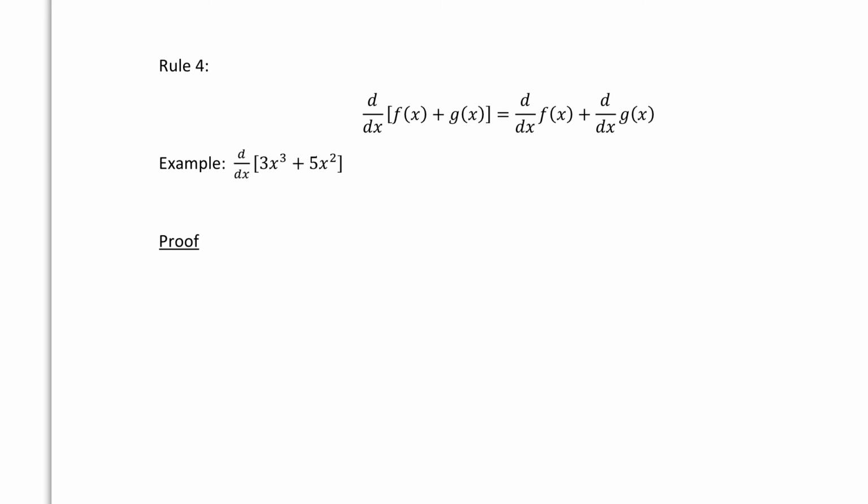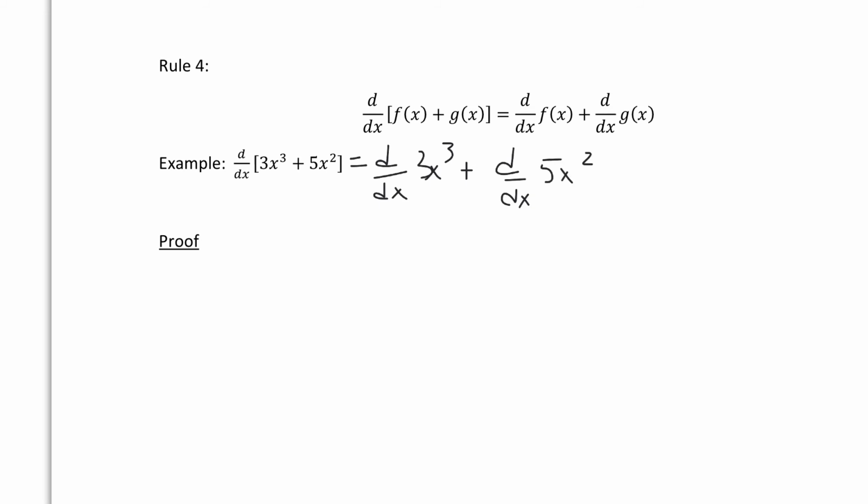Now for rule 4, we have that the derivative of a sum is the sum of the derivatives. Hopefully that makes some intuitive sense thinking about limits. Remember, the limit of a sum is the sum of the limits. And let's look at an example. Suppose we have the derivative of 3x cubed plus 5x squared. So we're adding two derivatives. Well, the rule says that we could do just the derivative of 3x cubed plus just the derivative of 5x squared.